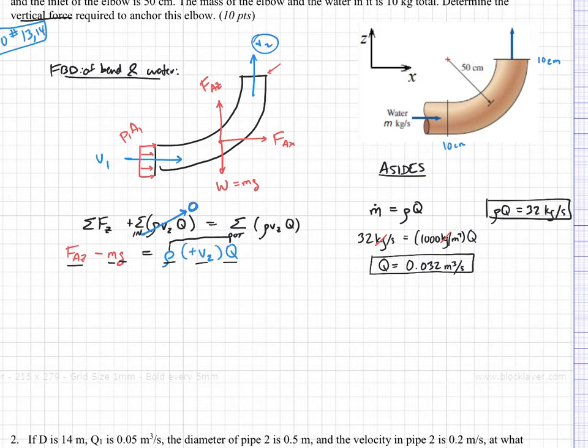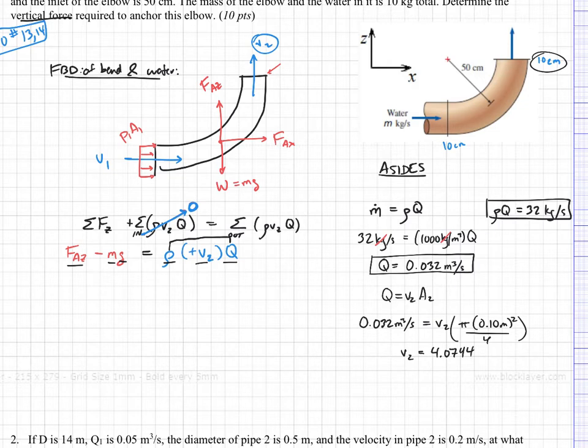Now we need V2, or the V, which is the same everywhere in this problem. So Q equals V2 A2, it doesn't matter, because the A's are all the same and the V's are always the same. So Q is 0.032 cubic meters per second equals V2, that's what we're looking for, times A2, which is pi times this diameter, 0.10 meters squared, divided by 4. And we'll end up with V2 equals, this is one of those calculator things, and I'm getting a number like 4.0744 meters per second.